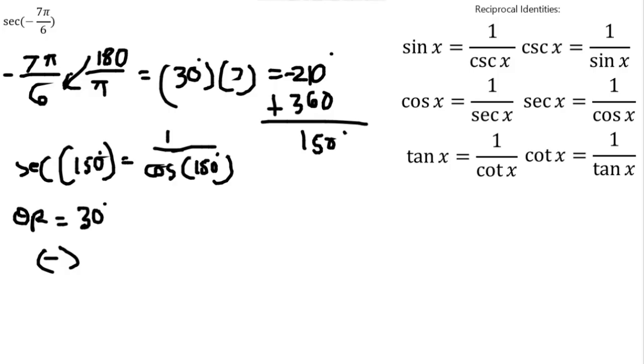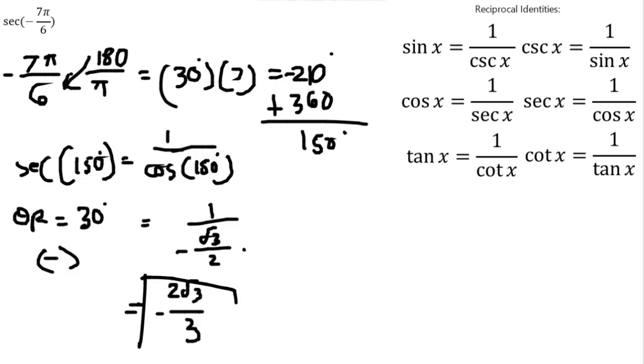So we're going to use a negative value for our answer. That's the reference angle, so that's going to be cosine 30. Cosine 30 is root 3 over 2, and we put the negative here. We can just simplify the fraction. So we got negative 2 root 3 over 3. Okay, I'm going to put the negative sign. So that's the answer for this problem.